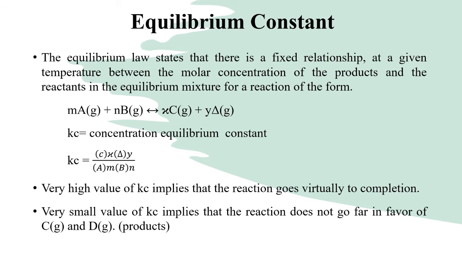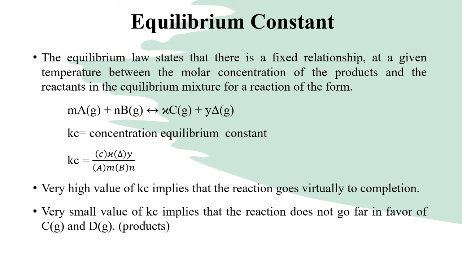Move to the second rule. It says coefficient in the equation. Now, what is the coefficient in the equation? We have M and N, and we have X and Y. They become what? Exponents. That is, C we carry X, D exponent of what? Y, over A we have M, then B, N. This is our concentration equilibrium constant for this reaction.